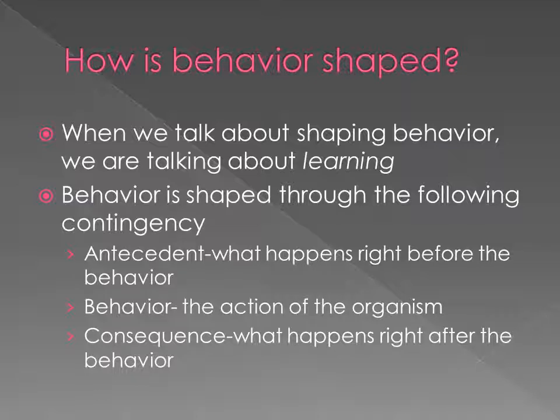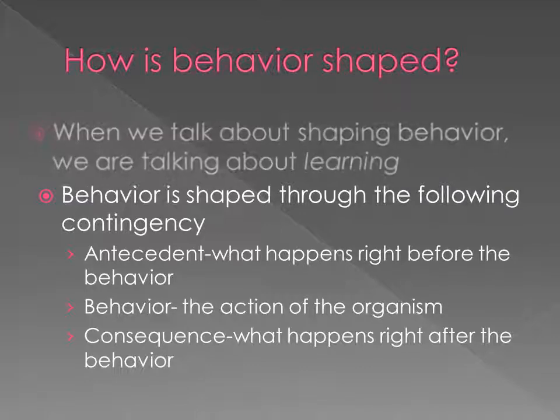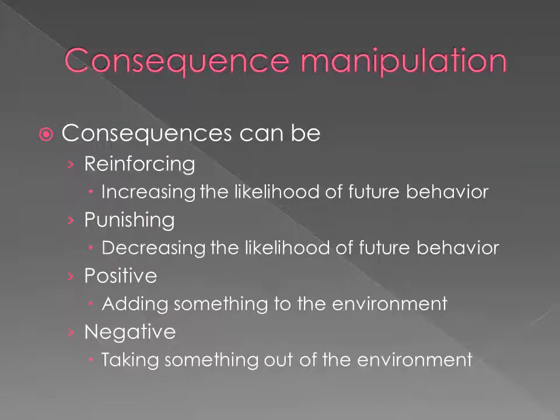Behavior is shaped through the following contingency: antecedent, behavior, and consequence. ABC. Antecedent is what happens right before the behavior, the behavior is the action, and the consequence is what happens right after the behavior. We're going to start with talking about consequences first because of the way that this slideshow pairs with the prompting slideshow. But you can talk about antecedents and consequences in either order.